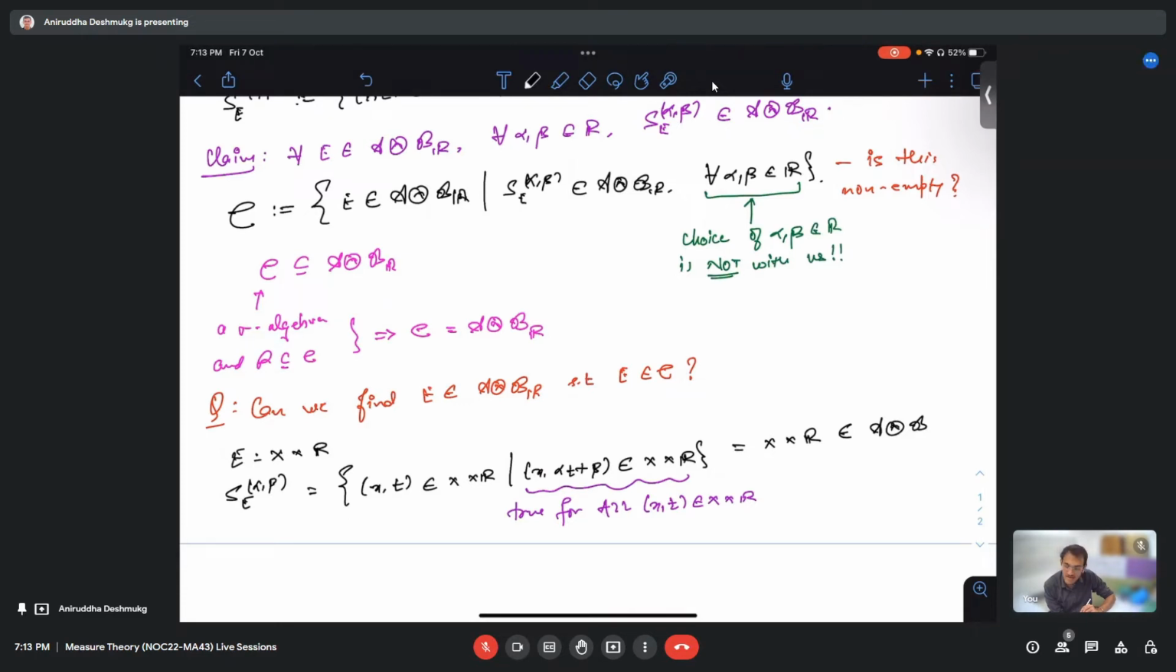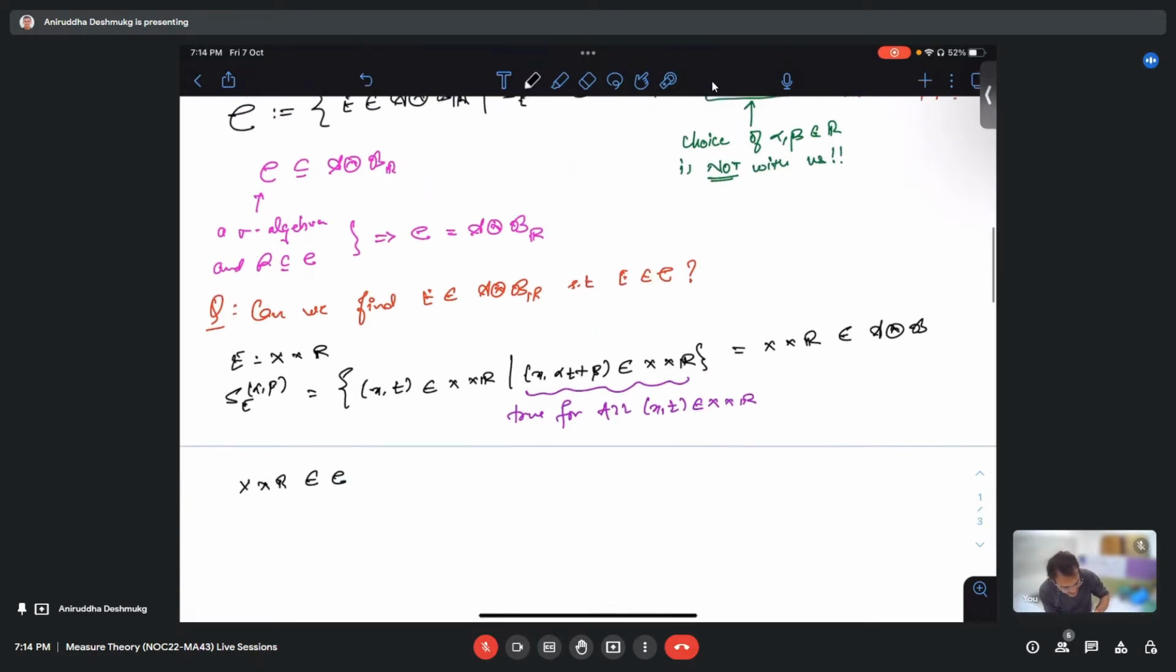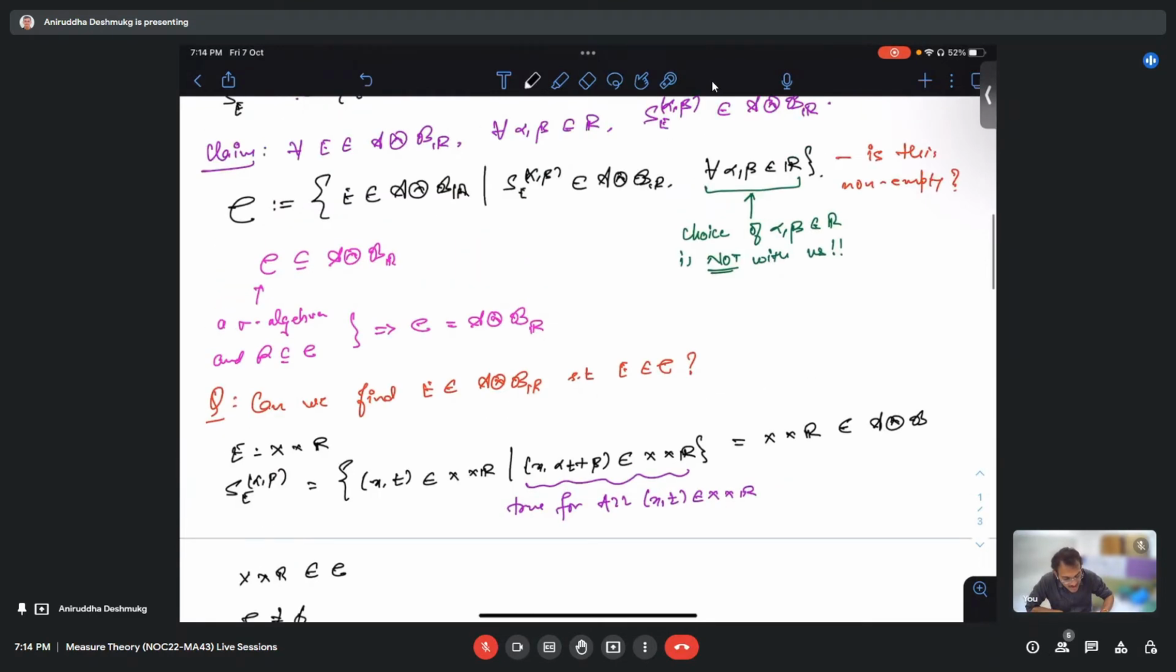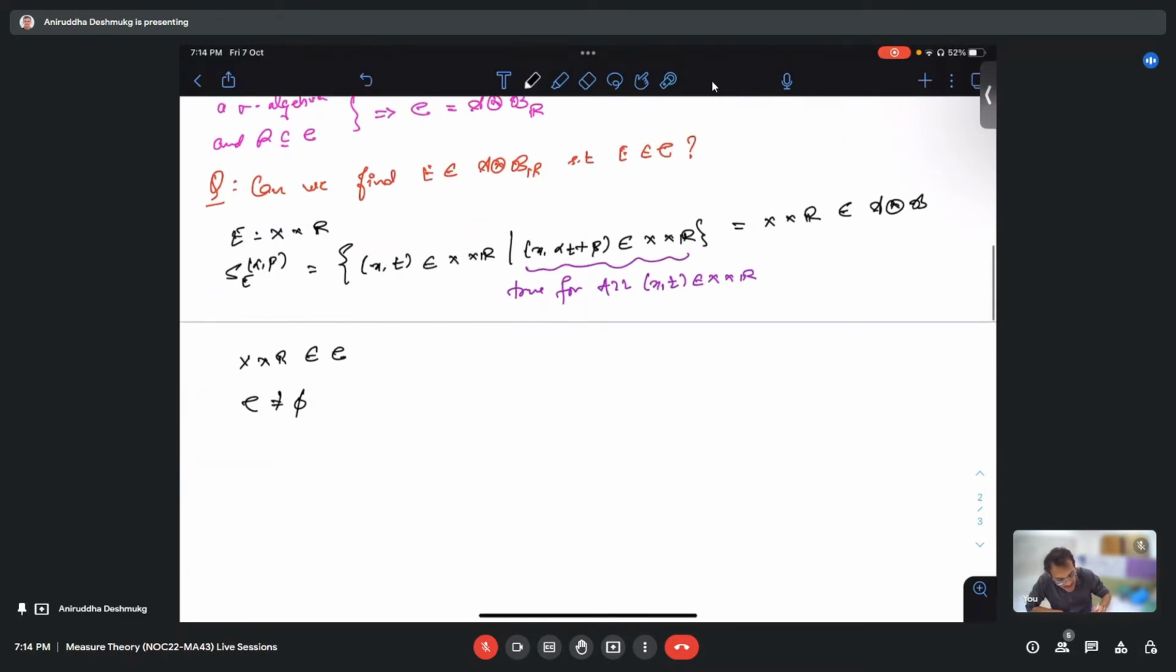So instead of fixing it, I can choose any arbitrary alpha, beta. Exactly. I was looking at a very specific example. Correct. So the entire space is always within the product, and therefore X cross R is inside this collection C, right? And therefore C is non-empty. At least C is non-empty, so one can think that C is a sigma algebra. But then we also need to prove that the rectangles are contained inside C. So let us start with taking a rectangle.